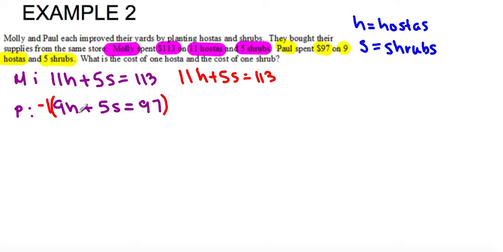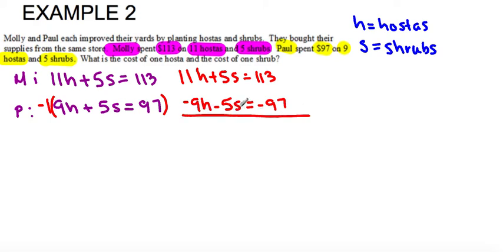And in the bottom we distribute the -1. So -1 times 9 is -9H. -1 times 5S is -5S. And then -1 times 97 is -97.